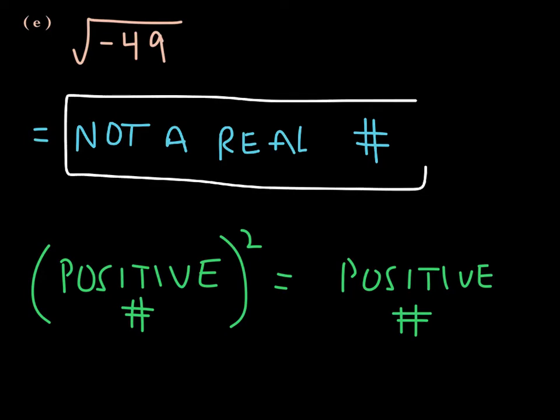Now, later on in our course, we will have a solution for this. It'll be an imaginary number, or a complex number, we can say. But we're just not there yet. Right now, we're only limiting our conversation to real numbers only. So this is not a real number. So whenever you're talking about square roots, this is very important: the radicand must be positive.